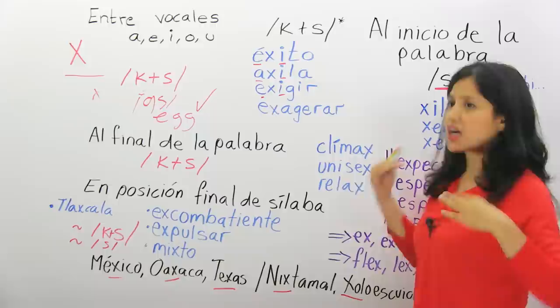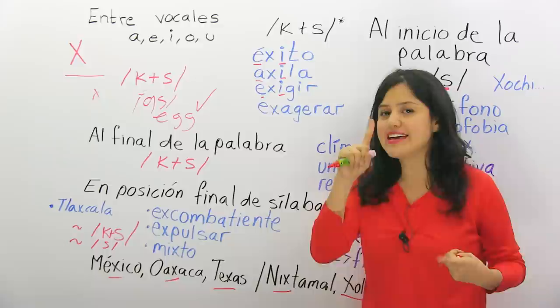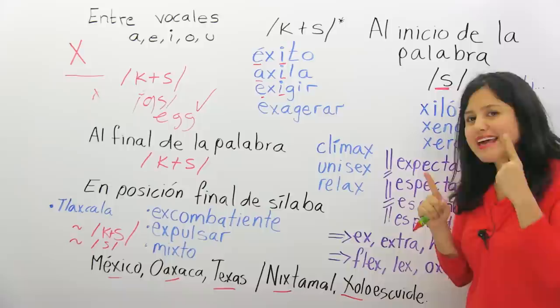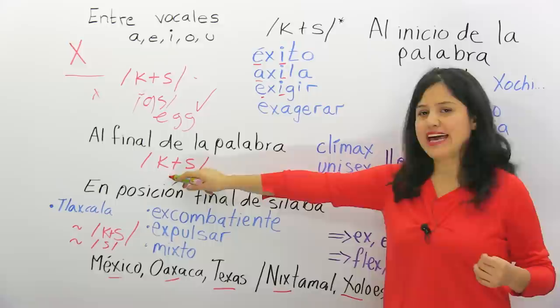Second scenario. When the X is at the end of the word, listen to me. Don't take this for granted because I'm going to confuse you in a little bit, so pay attention. When the X is located at the end of the word, you're going to pronounce it the same. X, K plus S, X.